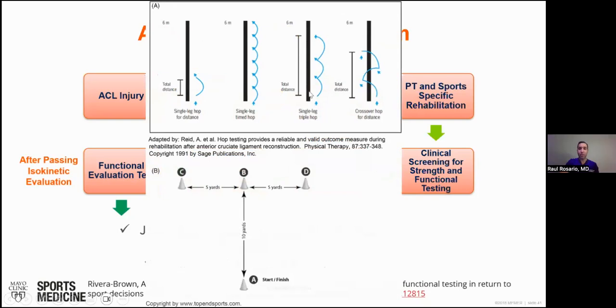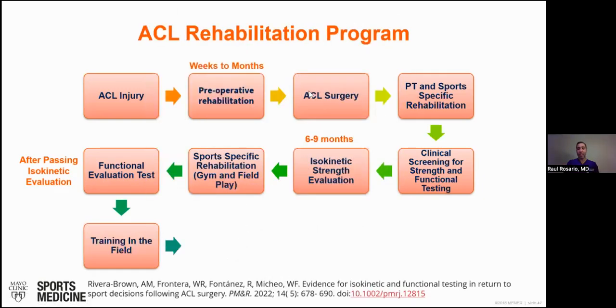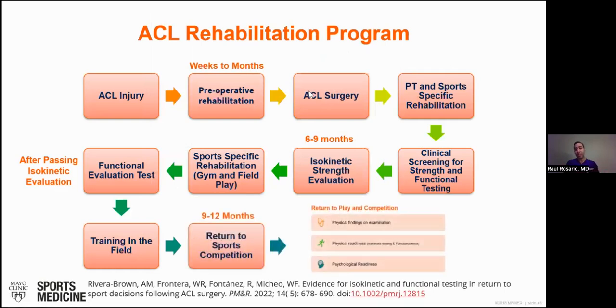Usually you can do like 3 to 6 tests depending on what you want to do. And once they pass that is when we start talking, okay, let's get you back onto the field, let's start practicing on the court. And then after 9 to 12 months is when we make the clearance to allow you back to competition. And I say 12 months, but it can be longer than that in some cases.